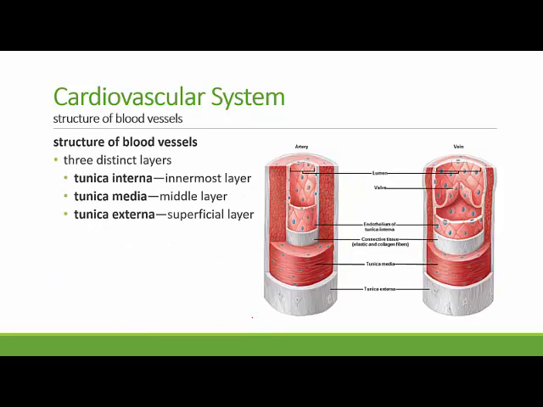Okay, so how are blood vessels built? What's their construction look like? Well, they come in three distinct layers. There's the tunica interna, that's the innermost layer, right here. There's the tunica media. This is the relatively thick portion of the blood vessel, whether it's an artery or a vein. It is the thickest layer. And then the tunica externa. So three layers, and we see those three layers whether the vessel is an artery or a vein.